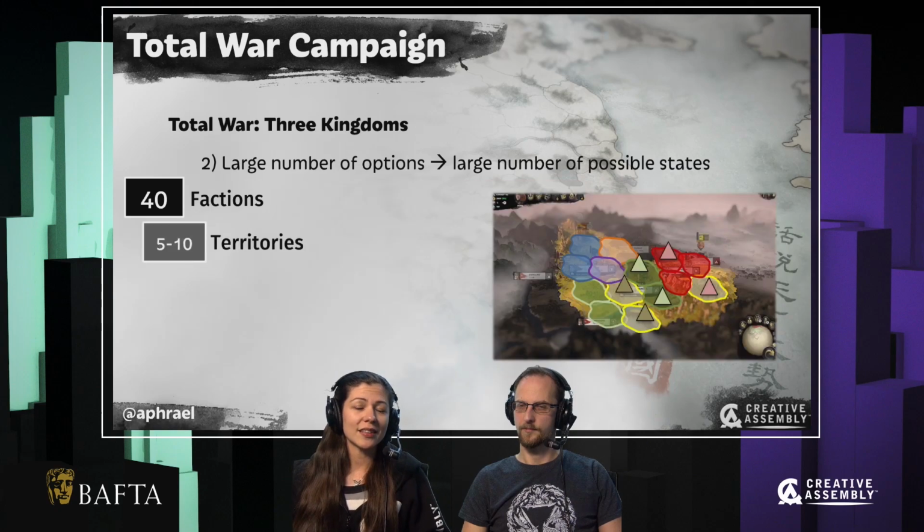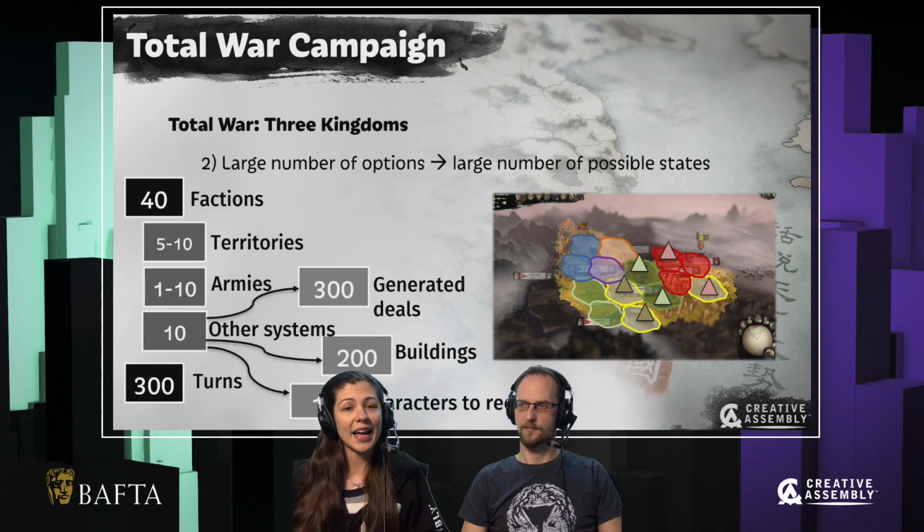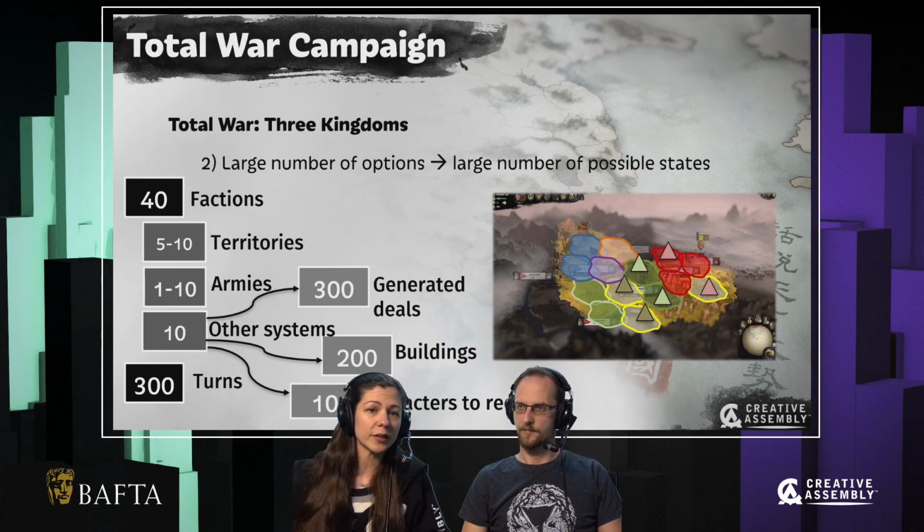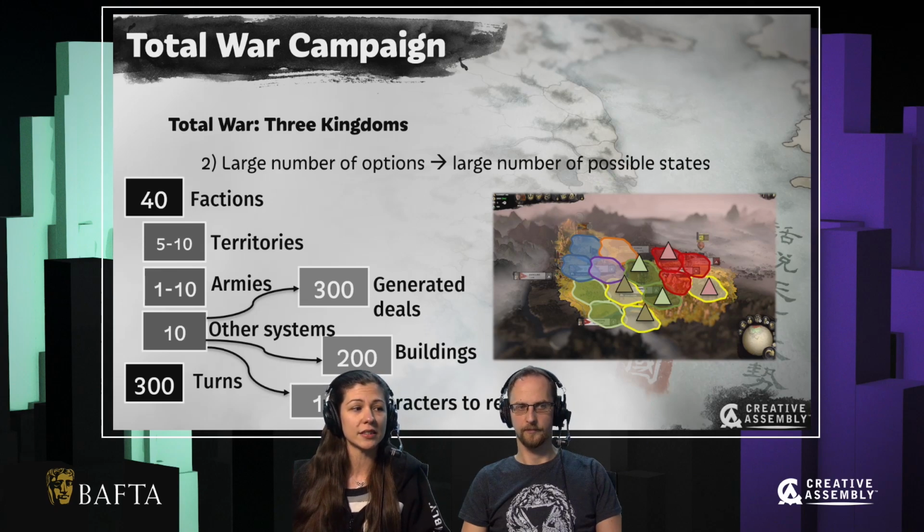But in reality, Total War is a much more complex game than this. Factions can actually have more than one territory, and they can have many armies. Each army can do more than one action. For example, they can attack another army, they can defend a territory or recruit in a region, and so on. And the armies are only one resource of one system.